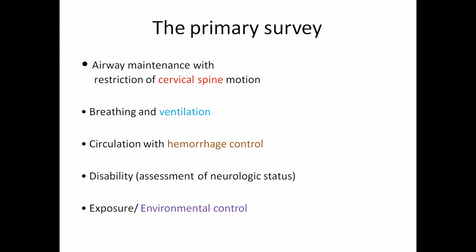The last thing is environmental control. You need to move the child to a safe environment before starting resuscitation. You cannot start resuscitation in an unsafe environment where you also can be unsafe. That's the most important thing. With these things in the primary survey, we'll quickly move on to the next thing.